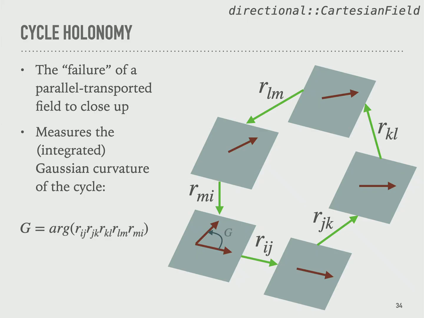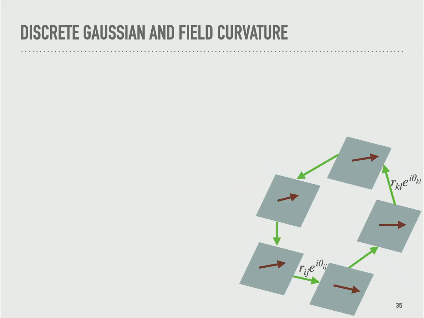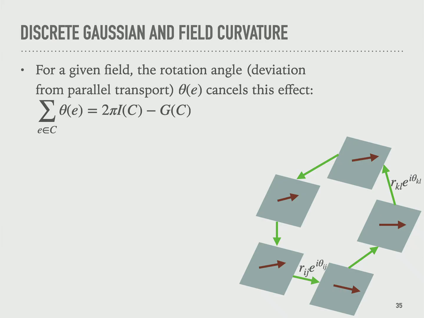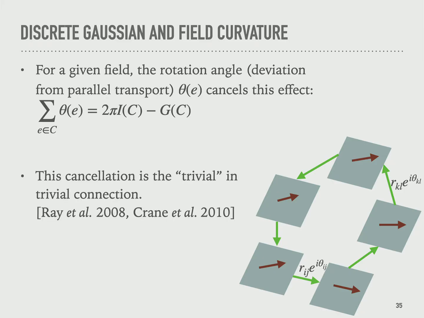Okay, great. Relatively decent pace. Okay? So if you actually do a field, and you can measure the rotation angle related to this connection, how much you deviated from just parallel, then the field, because it returns to itself, will cancel the Gaussian curvature. The sum of rotations around every cycle will be 2 pi times the index, how many full rotations you did, and the cancellation of the Gaussian curvature. This cancellation is the trivial in trivial connection. Okay? And this totally carries to the discrete setting. You don't need any derivatives or anything like this. It's totally a graph thing. Okay?